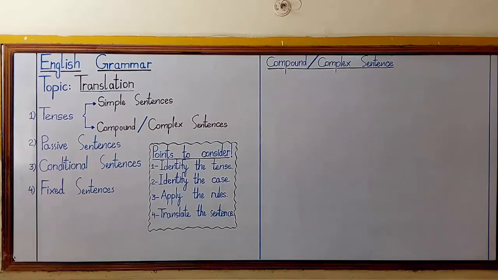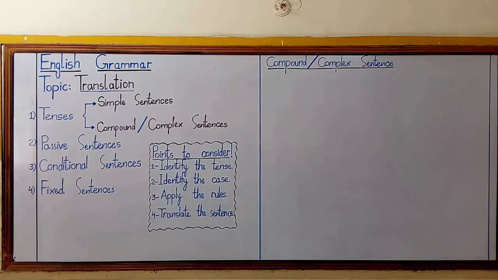I was telling you people about compound and complex sentences, and I told you in the last lecture about 6 common pairs in English. These pairs are commonly used by people in their English conversation. So today, in the series of the same lecture, I am going to tell you the translation of compound or complex sentences.